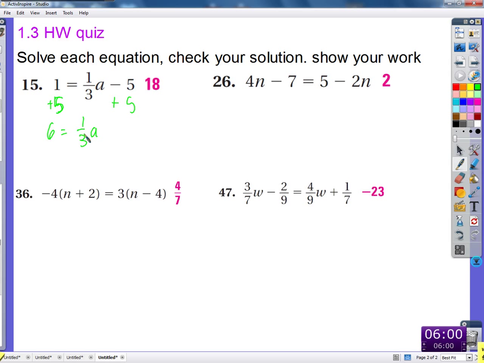So what do we do? Multiply by 3, squeeze a 3 in there, multiply by 3. 3 and 1/3 cancel each other, and we get A equals 18.